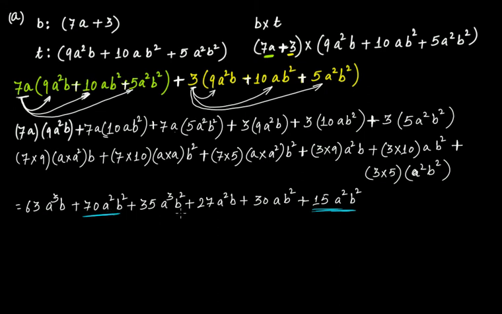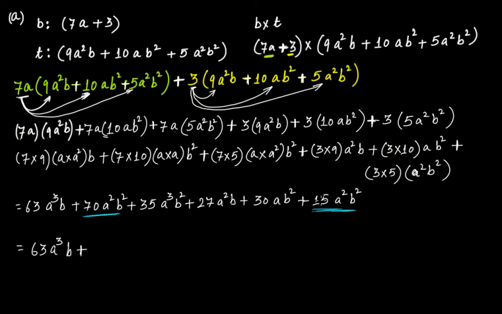Do we have some other like terms? This is a squared b, this is a cube b, this is a cube b squared, this is a b squared. No, we just have two like terms. So what you will do is, this is 63 a cube b, then plus add these two like terms together.